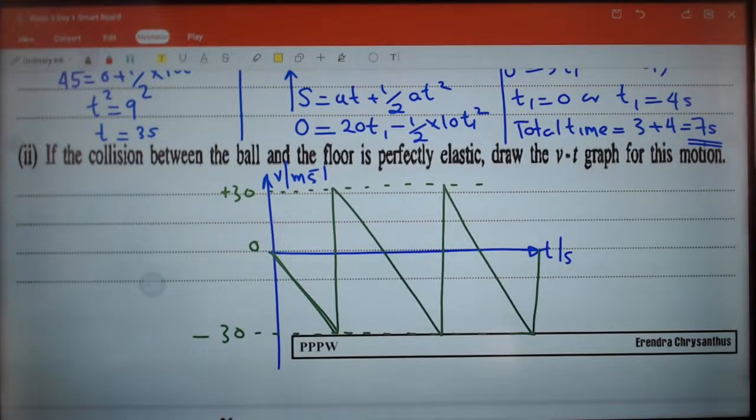Okay, now perfectly elastic collisions. Right. Moving on.